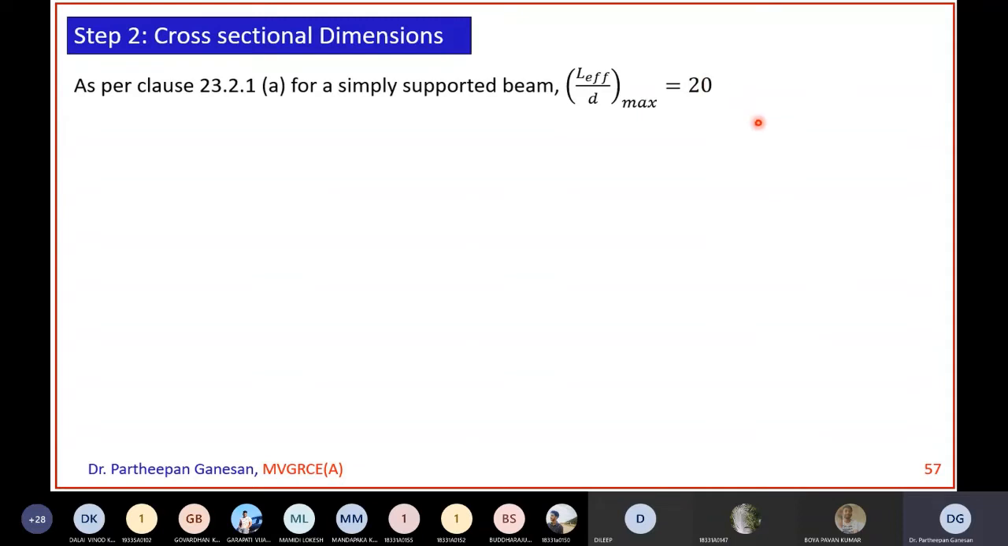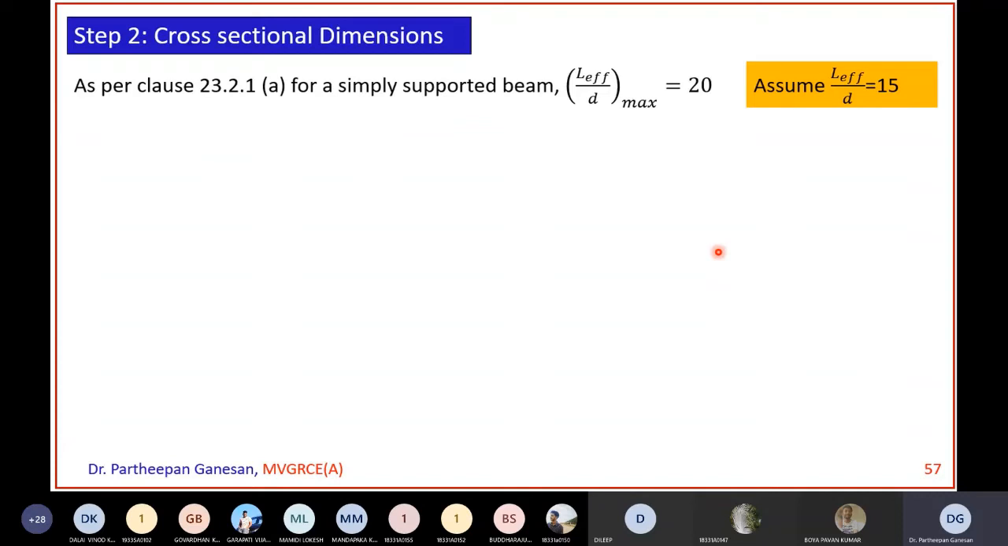So what are we going to assume? I am going to assume 15. You can assume any value less than 20. It does not matter what value you assume, but the value should not be greater than 20. L effective by d maximum value is 20 as given in the code. So I am taking L effective by d as 15.